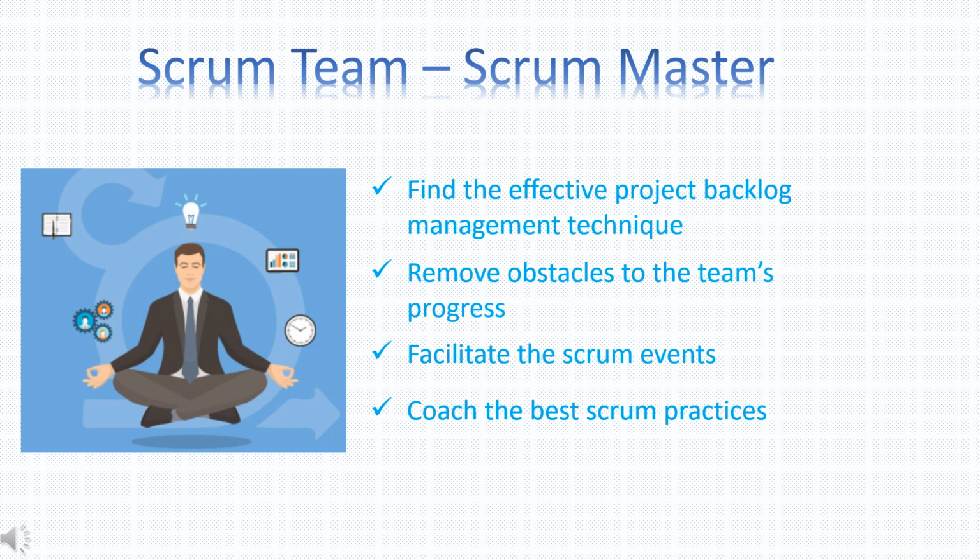The primary responsibility of the Scrum Master is to ensure that Scrum is understood and enacted. This is done by ensuring that the Scrum team adheres to Scrum theory, practices, and rules. The Scrum Master is a servant leader, and the Scrum Master helps those who are not part of the Scrum team understand how best to interact with the Scrum team.